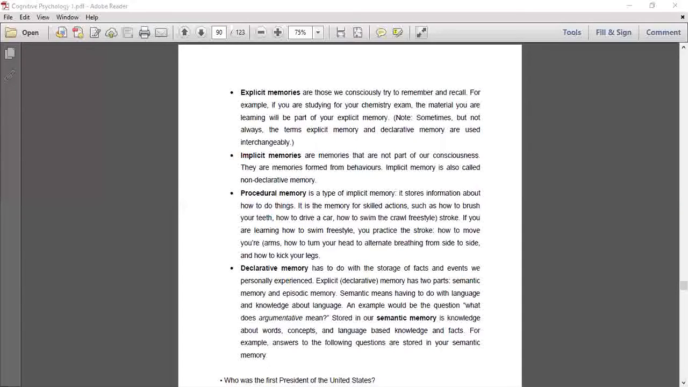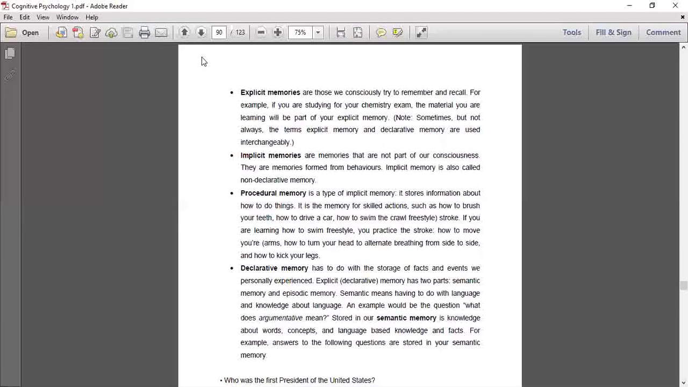Okay, we will bring back the diagram. Explicit memories are consciously remembered, things which roam around our mind, like declarative memory and so on. Then comes implicit memory, memories that are not part of our consciousness. They are memories formed from behaviors, which is non-declarative memory. Declarative memory is still the same as explicit memory, while implicit memory goes on with non-declarative memory, things which are not part of our conscious.